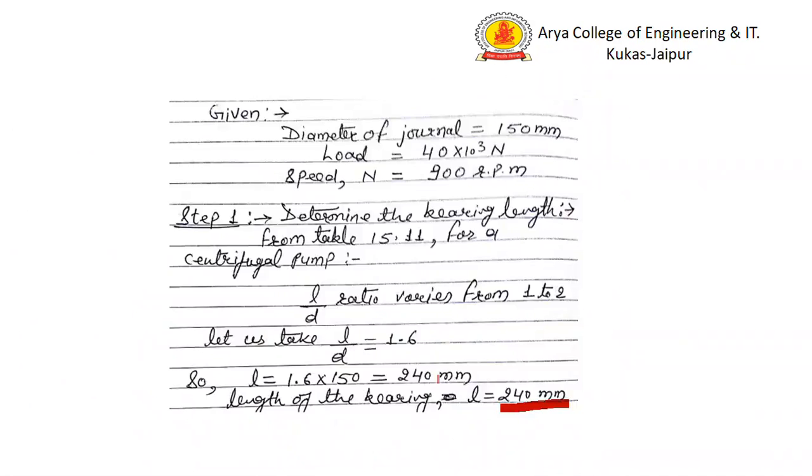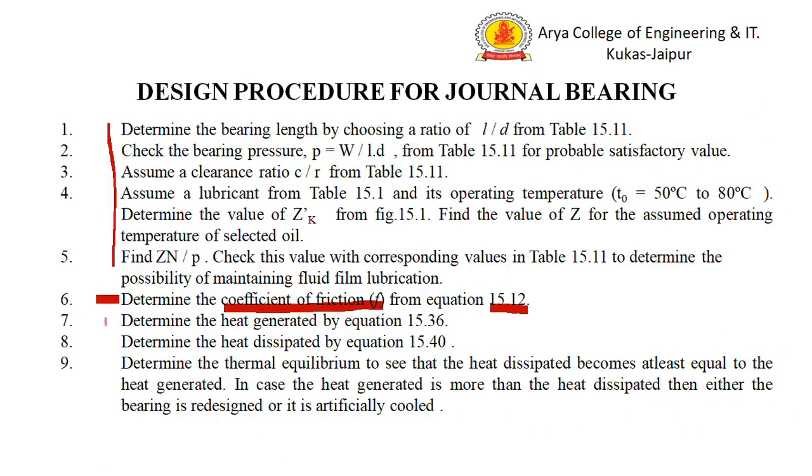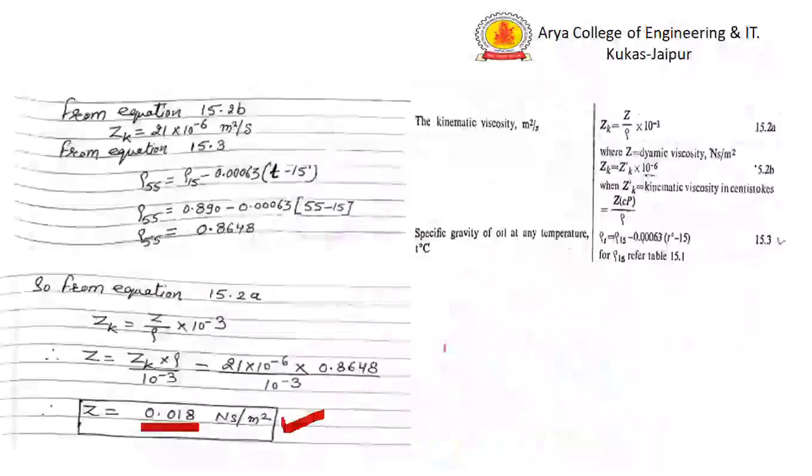Now step numbers 7, 8 and 9 are the heat consideration of the bearing. In step number 7, first we calculate the heat generated by equation 15.36, then heat dissipated by equation 15.40, and then we check that the heat dissipated is at least equal to the heat generated.